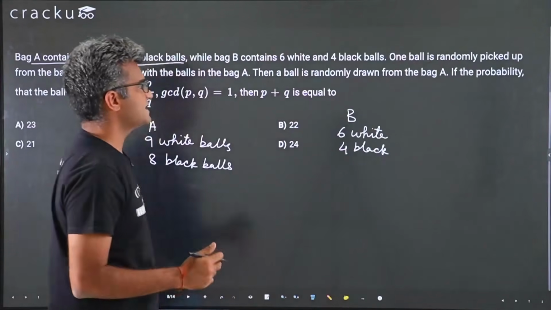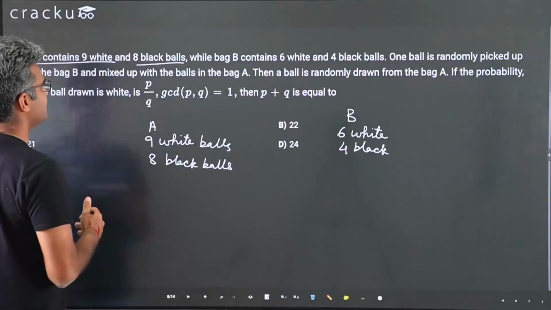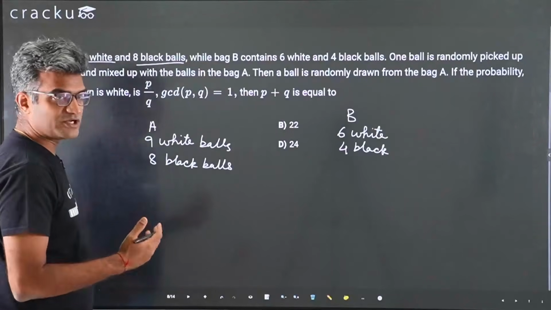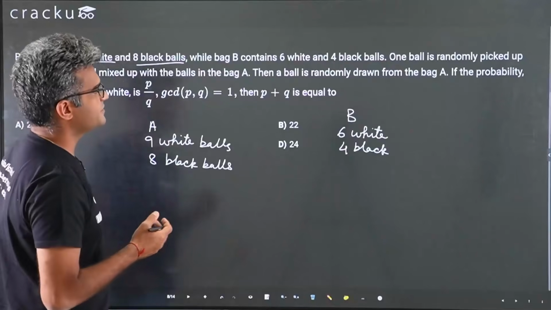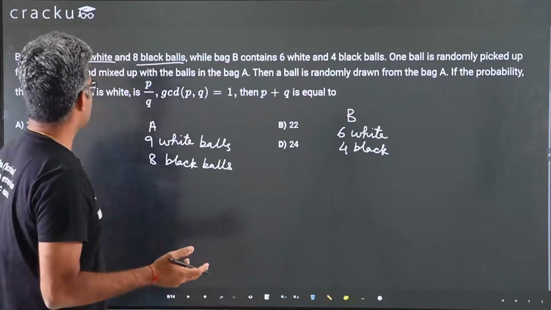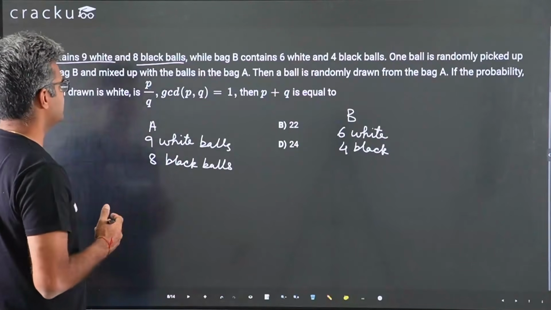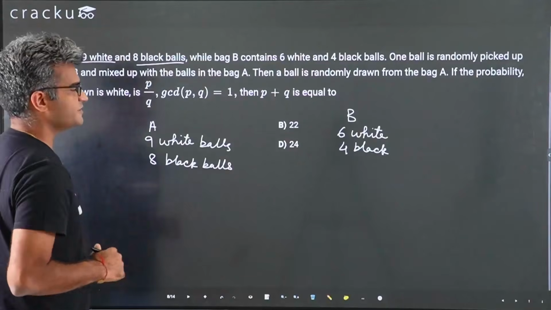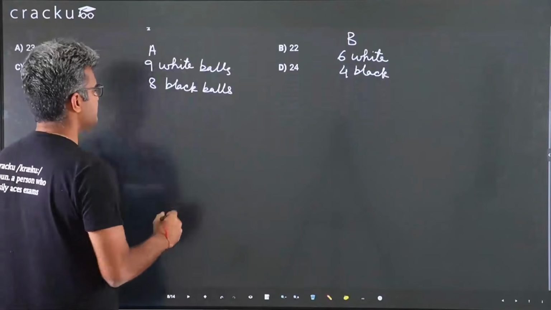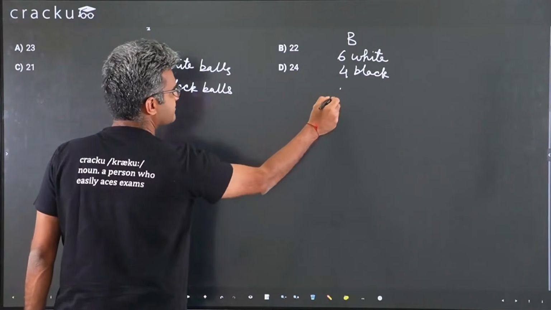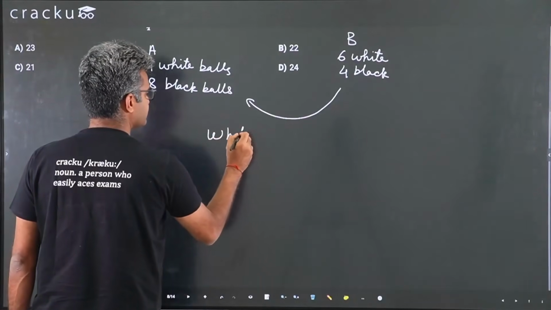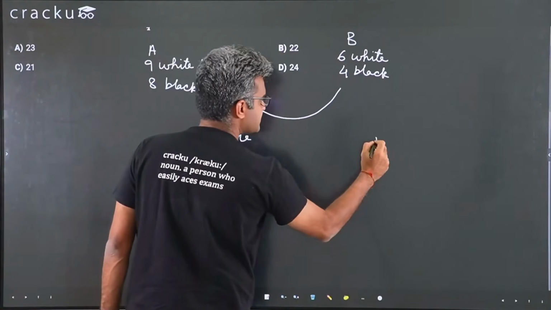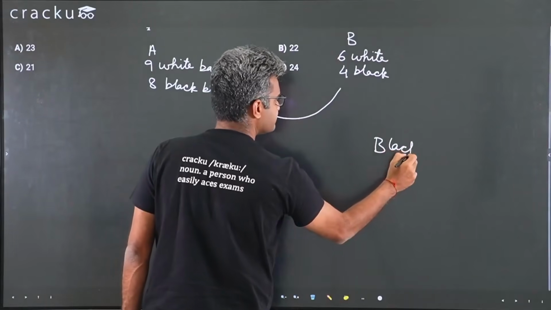Now, one ball is randomly picked from bag B and mixed with the balls in bag A. That ball can be either white or it can be black. Then a ball is randomly picked from bag A. If the probability that the ball drawn is white is P by Q, what is the value of P plus Q? So let us assume the first case that the ball that is picked from B to A is white. The second case to consider is that the ball that is picked is black.